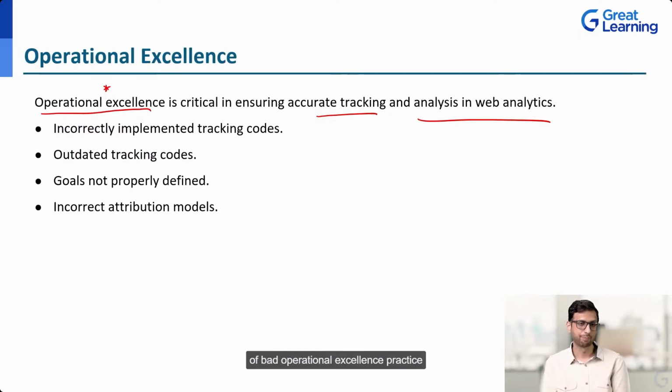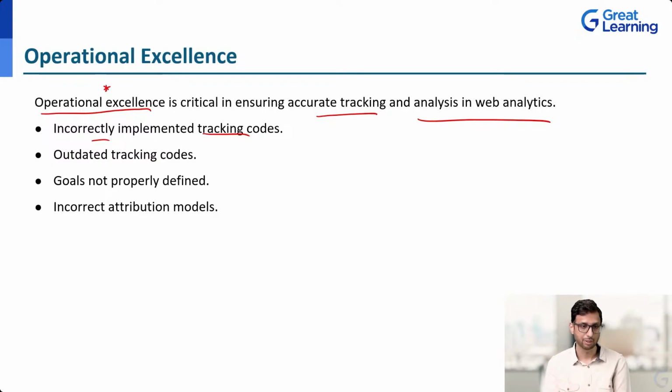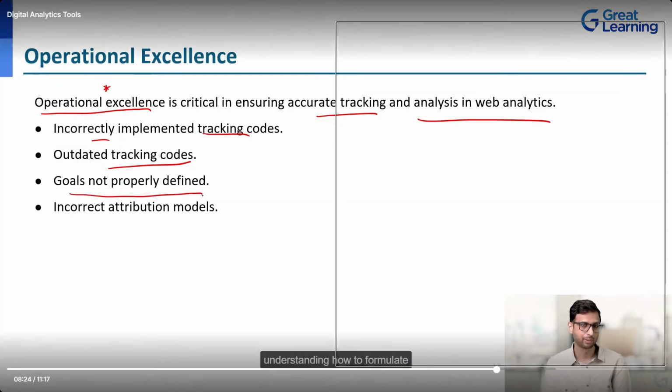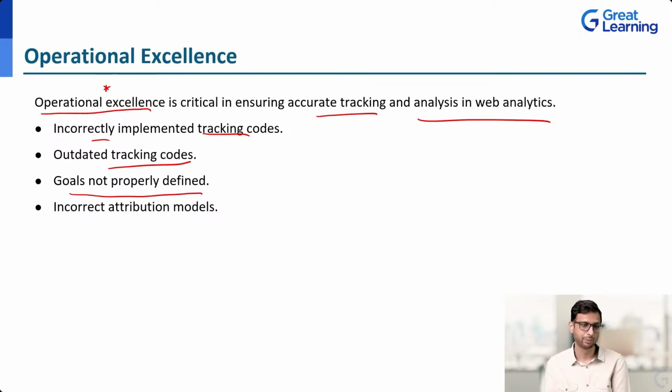Some symptoms of bad operational excellence practice are incorrectly implemented tracking codes, which means you wanted to track a page, but then you didn't follow the procedure properly, and then you have a set of pages which you think were getting tracked, but in reality are not. Outdated tracking codes, where you're using codes which are expired, and you're still relying on those expired codes and making wrong decisions based on those. Goals not being defined properly. Business goals, we spent quite a bit of time understanding how to formulate proper SMART goals.